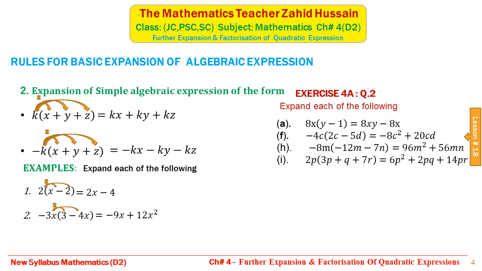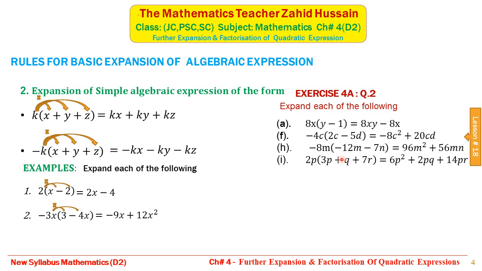This is I part, 2p, and within bracket there is an expression having 3 terms. So we will multiply 2p with each term, with 3p, with q, and with 7r. When we multiply 2p with 3p, 2 multiplied by 3 is 6, and p multiplied by p, same letters, so their powers will be added. 6p square.